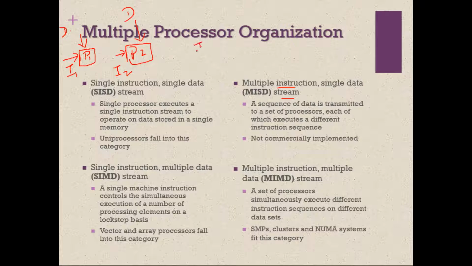Let us assume instruction 1 is something like this: C is equal to A plus B. It means add the contents of A and B and store it in C. This is instruction 1. Instruction 2 may be something like this: C is equal to A into B. Okay, so this is the instruction, or let us not have the divide by D, because the data is the same, right? Data is the same.